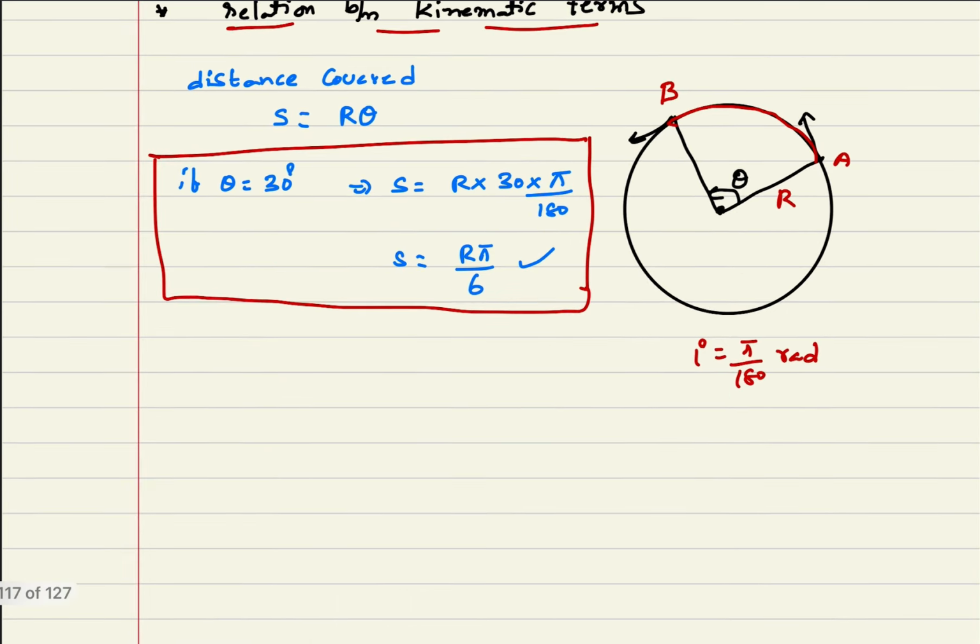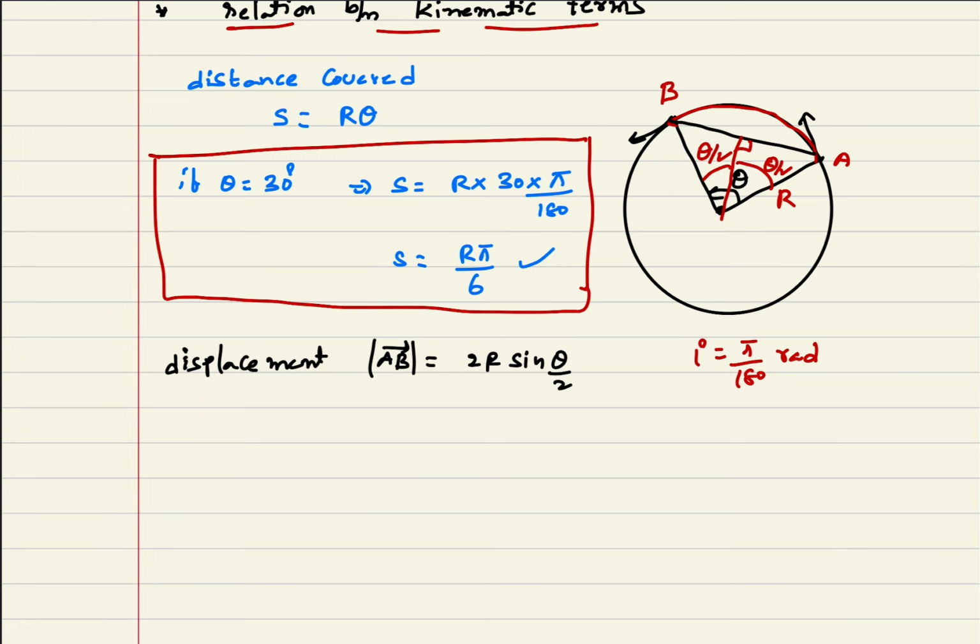Next one. If you want to calculate displacement, how to calculate displacement? Just make a right angle triangle here. We can make this angle theta by 2 and the other angle also theta by 2. Now displacement, mod AB bar, can be written as 2r into sine theta by 2. This is the displacement.